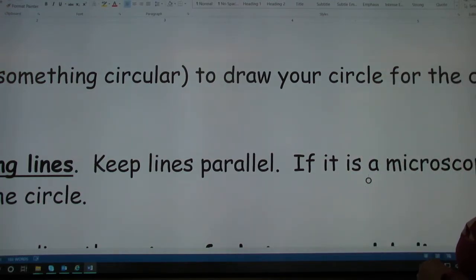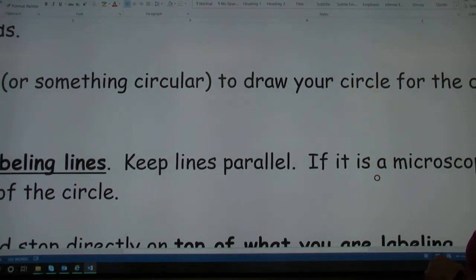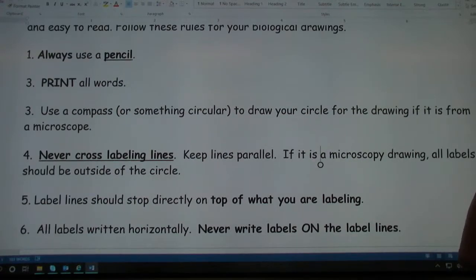Ooh, sorry. That got crazy. Let's get this back to a usable size. All right, so use a compass.